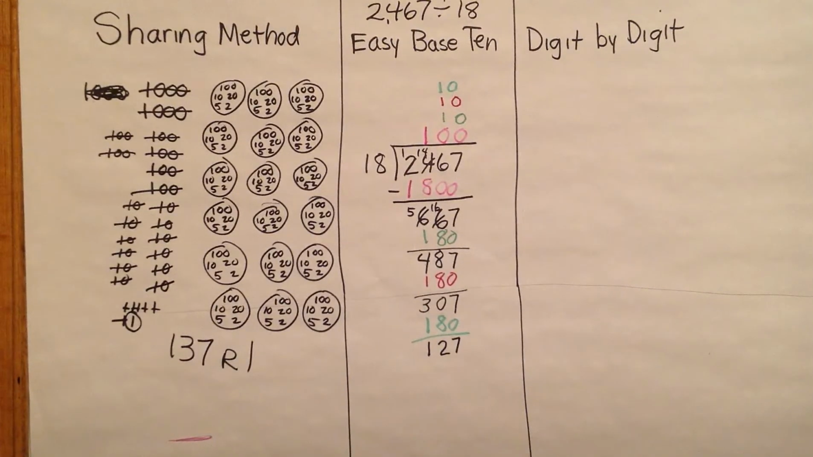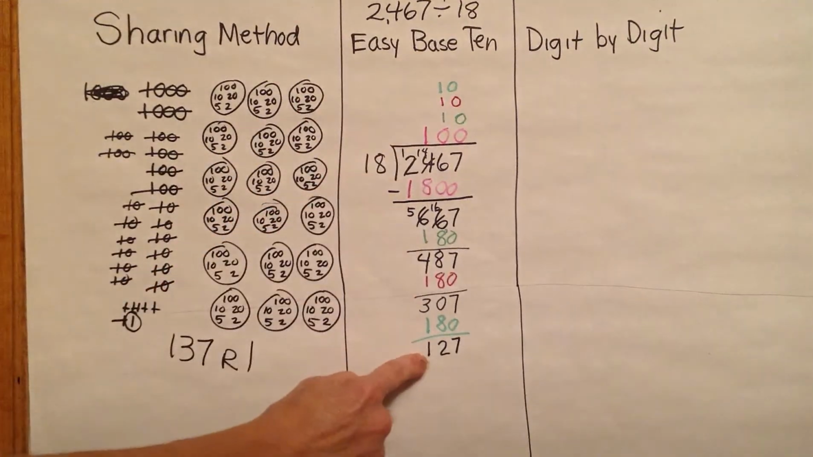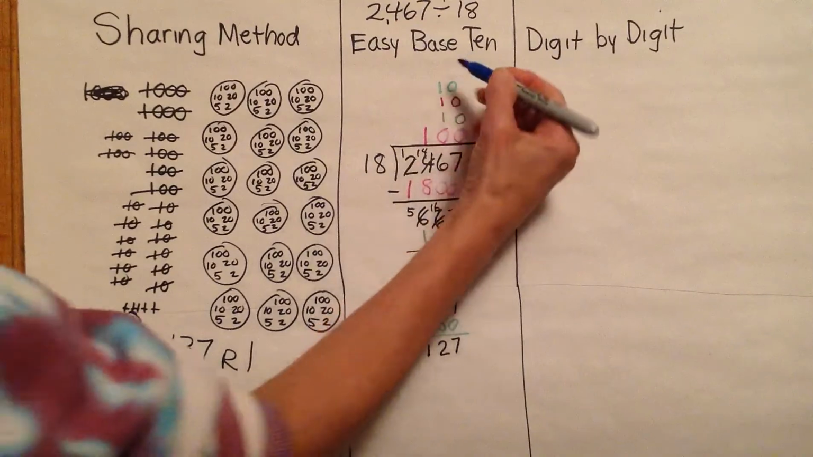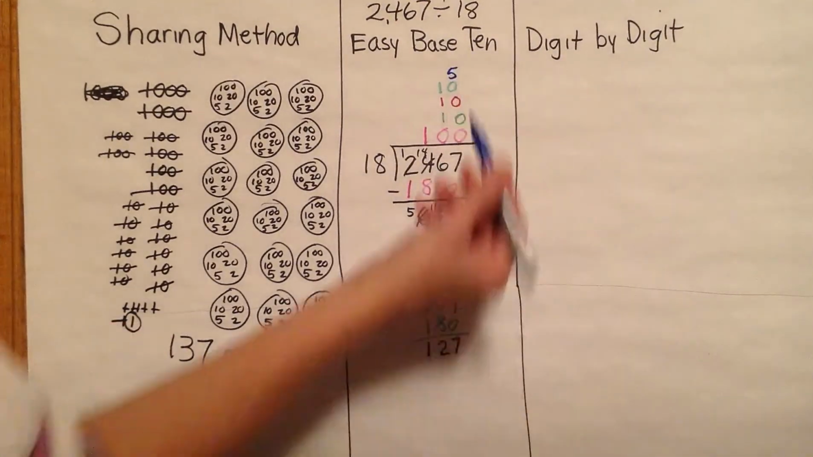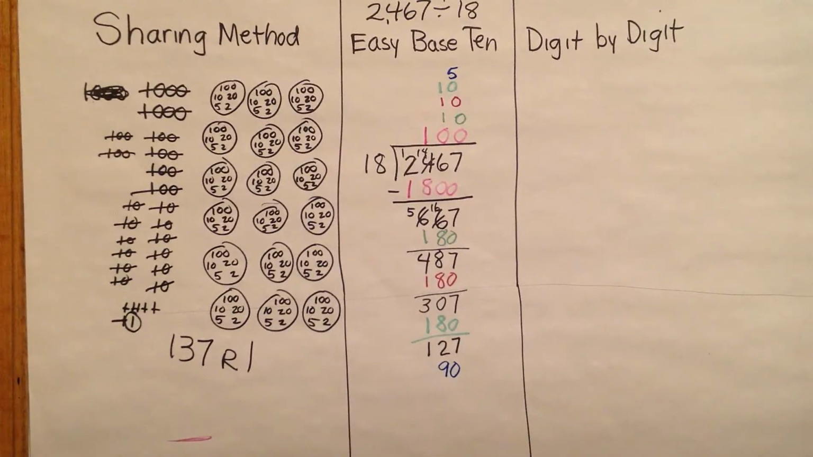I have 127 left. I can't do another group of 10 because that would be 180, and I don't have 180 to pass out, but I know that 10 times 18 is 180, half of that would be 5 times 18, and half of 180 would be 90. So I'm going to give away 5 now. And 5 times 18 is 90. Don't know if you can tell, that's a different color. It's a blue, but when I subtract, 7 minus 0 is 7, and 12 minus 9 is 3.